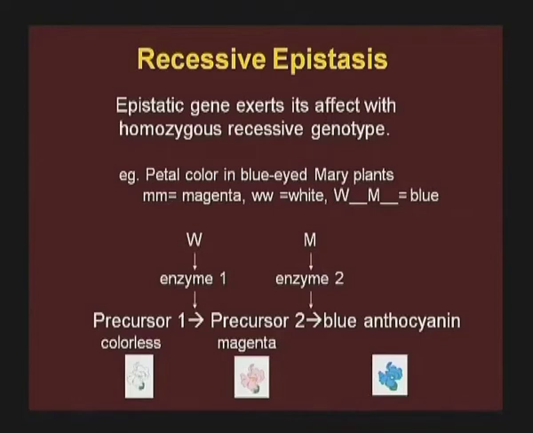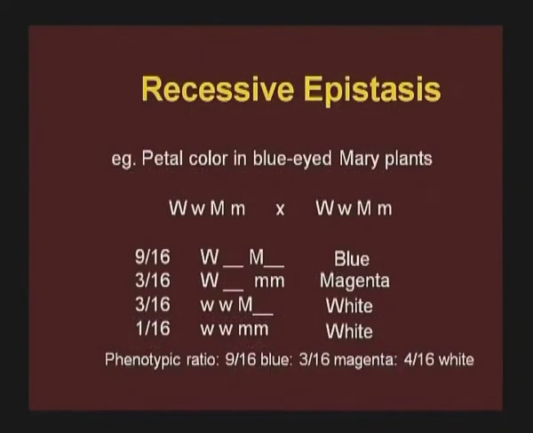Here the epistatic gene exerts its effect with a homozygous recessive genotype, and they are expressed as W and M, that is enzyme 1 and enzyme 2, and they are ultimately responsible for the phenotypic expression of the flower color, that is pure white, pink or blue. The recessive epistasis is responsible for petal color in blue-eyed Mary plants, which we saw in the previous diagram, and the other colors possible are blue, magenta, white and white, depending upon the various combinations of capital W, capital M, small m and their combinations as the multiple alleles.